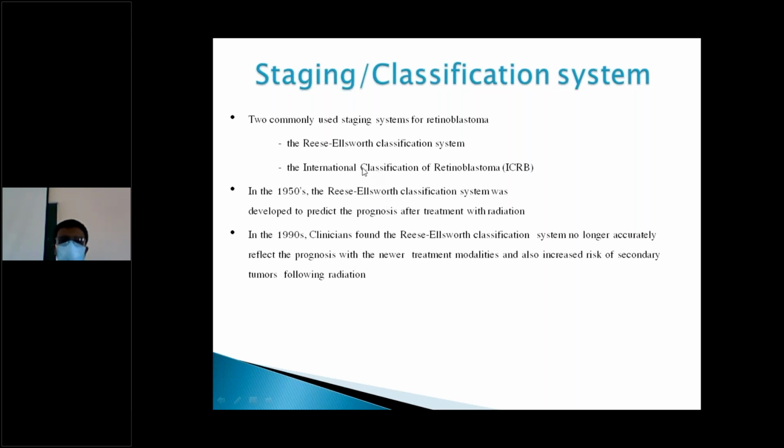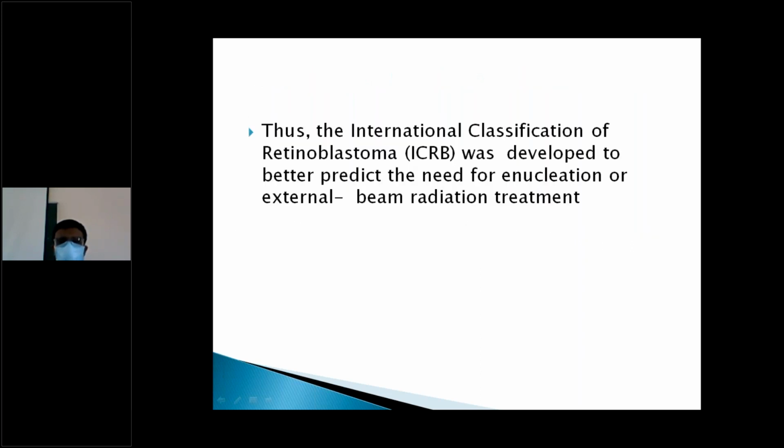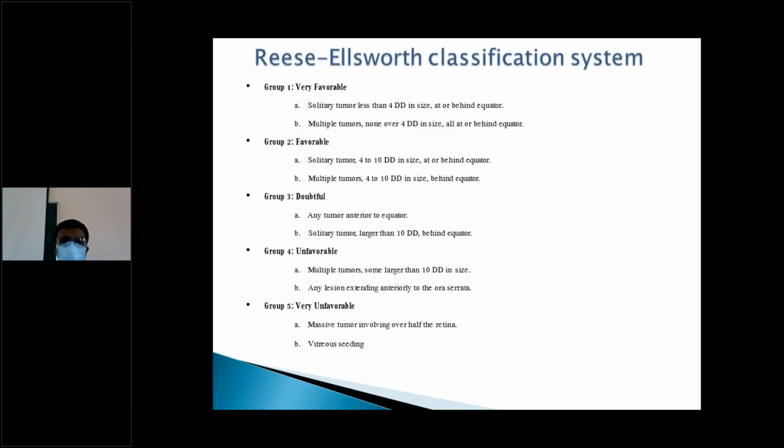Now what we use is the International Classification of Retinoblastoma, ICRB. ICRB was developed to better predict the need for enucleation and external beam radiation treatment. Those are the 2 main indications, and that is the main use of ICRB. The Reese-Ellsworth classification is no longer used. No need to remember it also. If you remember the ICRB classification, that is sufficient.